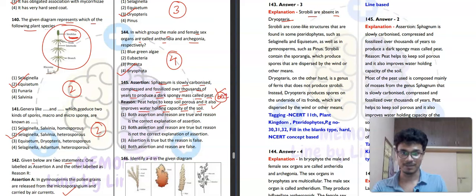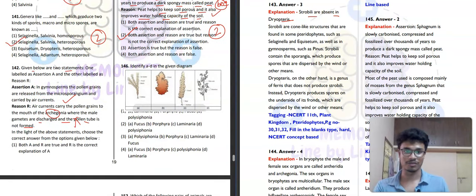Now read this. Sphagnum is slowly carbonized, compressed and fossilized over thousands of years to produce a dark spongy mass called peat, because peat helps to keep the soil porous and it also... no. This is not saying why this forms, how sphagnum is slowly carbonized and how this dark spongy mass forms peat. It is saying the characteristic of peat, what peat helps us to do. So the reason is not correctly verifying the assertion. Both assertion and reason are correct, but reason is not verifying the assertion. That's why the second option will be our correct answer for this question.